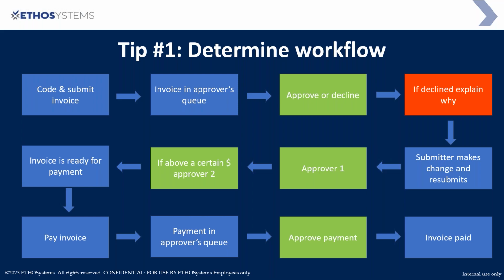If it gets declined, which is where we are in red, then we need to put in a comment and explain why we're declining it. And then it goes straight back to the person who created the invoice in the first place. They also can be alerted through an email saying, hey, your invoice has not been approved, and this is why. So go in, update it, make the change, and then resubmit it.